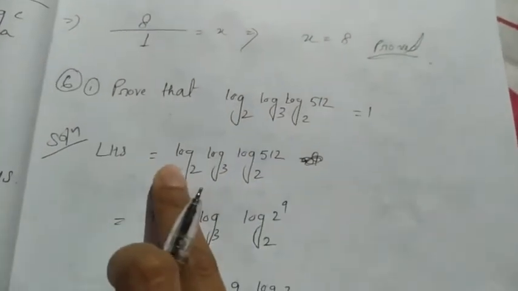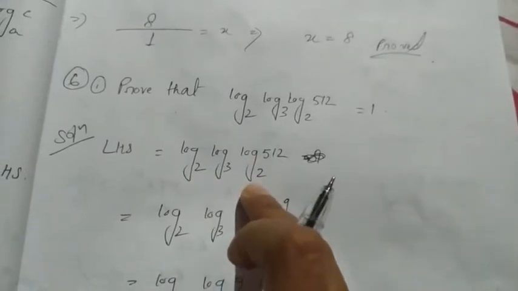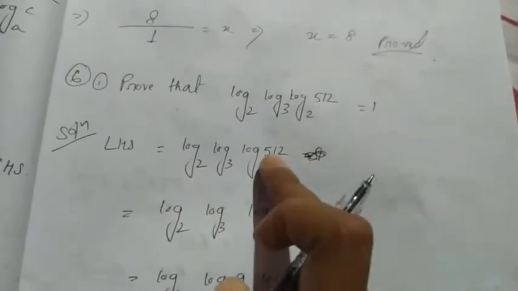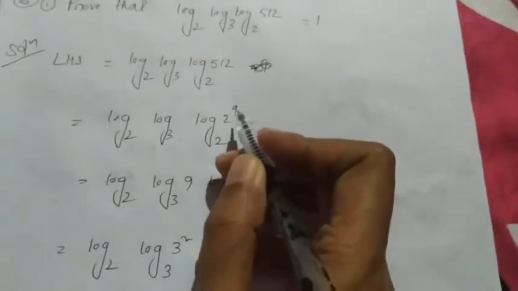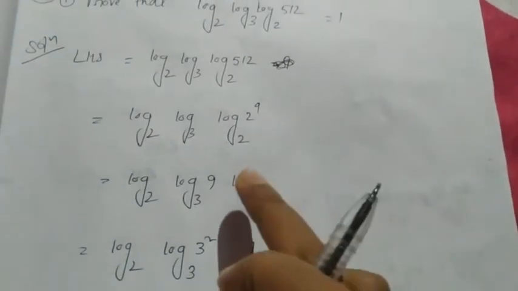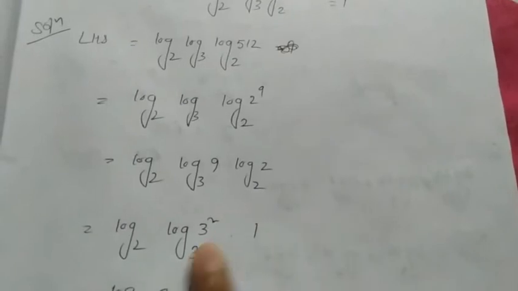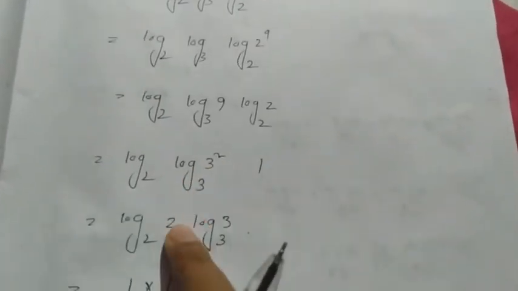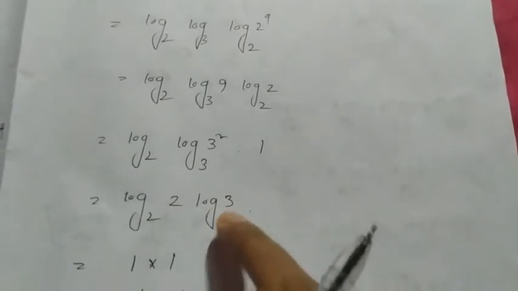So I will take the LHS side. So log 2 log base 3 log base 2 512. 512 is nothing but 2 to the power 9. So this 9 is the power, so 9 will come before the log. So ultimately this is log 2 to the base 2, it is 1, and 9 can be written as 3 square. So it will come before the log, so it will be log 2 to the base 2, log 3 to the base 3. So it is 1. So ultimately the answer is 1.